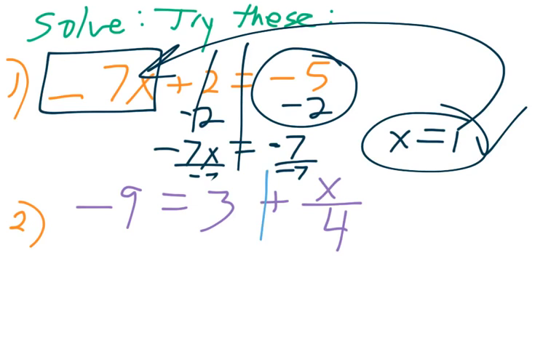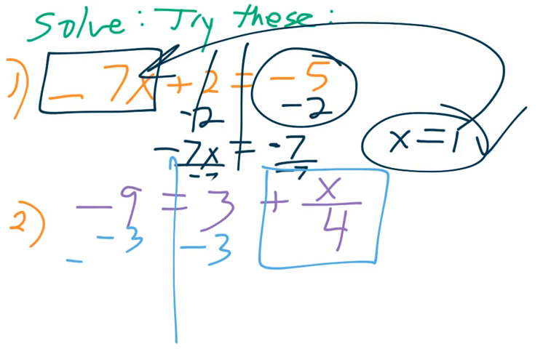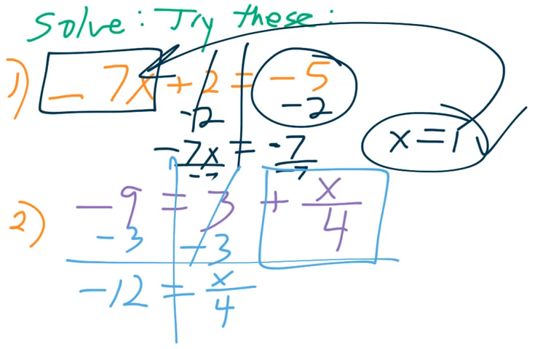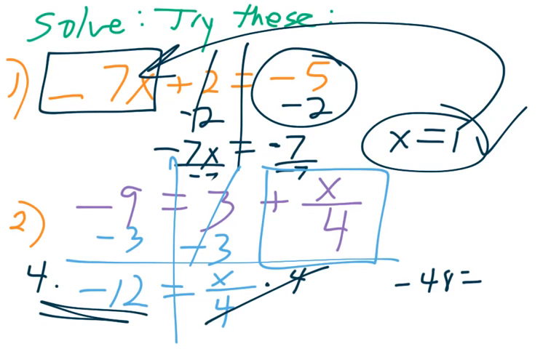But we do have to get that x divided by 4 by itself first, right? That's the term that has our variable in it. So we want to subtract 3 from both sides. Very similar to the last problem, negative 9 minus 3 is negative 12. Bring down our x over 4. And now in order to get x totally by itself, it's being divided by 4, so we would multiply both sides by 4. Negative 12 times 4 would be negative 48. So negative 48 equals x.